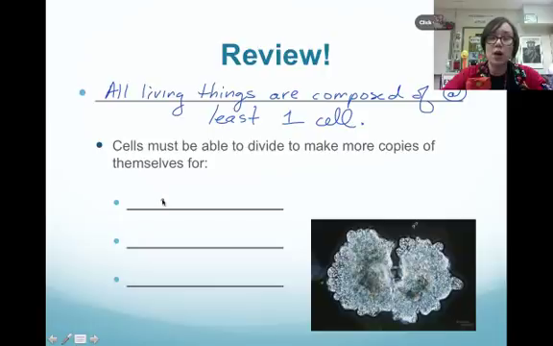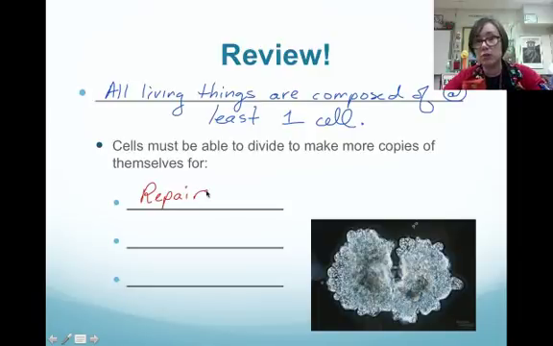The first reason why cells have to be able to divide is to be able to repair damaged cells. So cells get damaged all the time. If you get a paper cut, those are damaged cells and they have to be replaced. If you've ever had a burn, skin is constantly being sloughed off and has to be repaired, right? So we have to be able to repair.